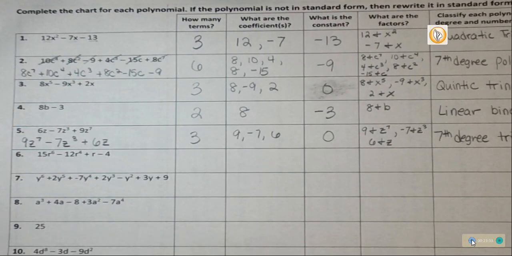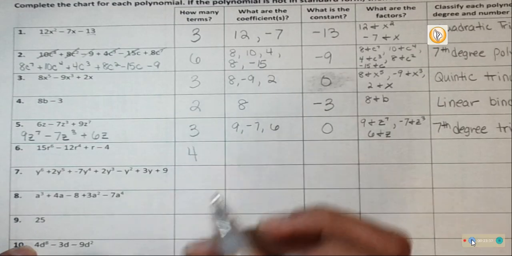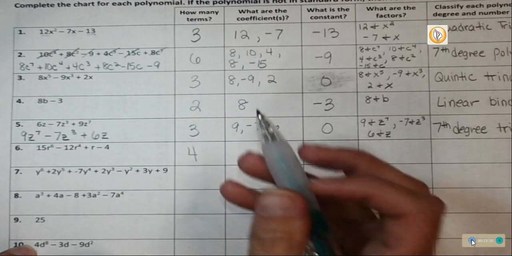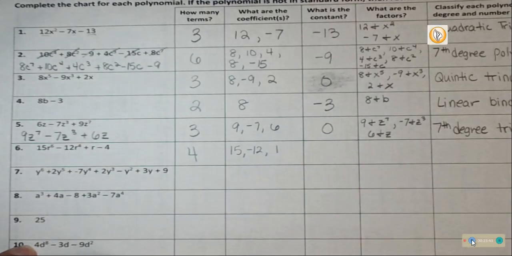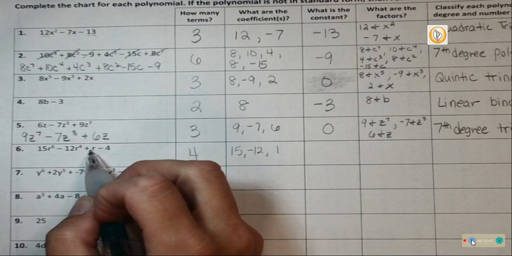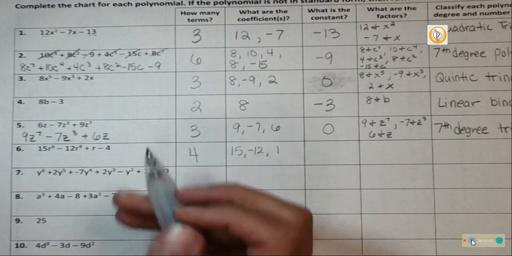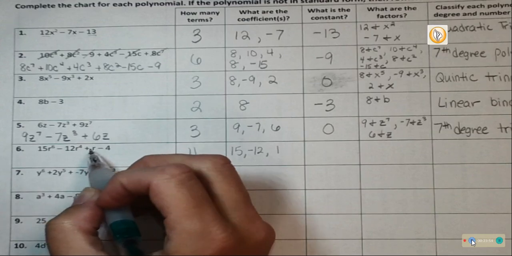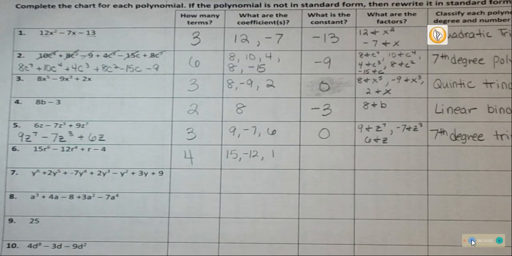All right, number 6. How many terms you got? 4. All right. What's the coefficient? 15, -12, and 1. How do you know it's a coefficient or not? If it's in front of the variable. How'd you know that was a 1 and not a 0? Why can't it be a 0? Very good. If it was a 0 and you did 0 times r, it would be 0. It wouldn't be there. If you see it, it's a 1. You've got an r, so you've got 1 r. All right, now what is your constant this time?